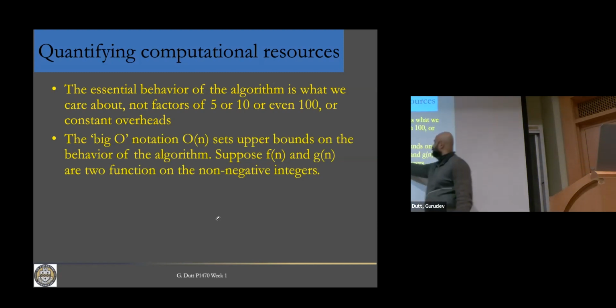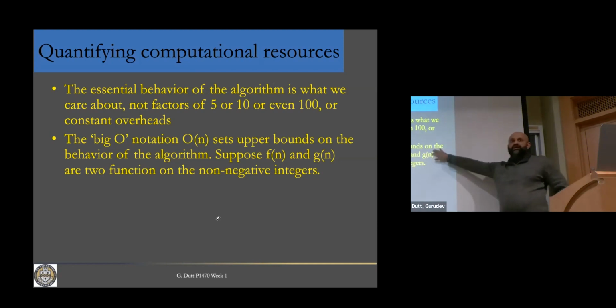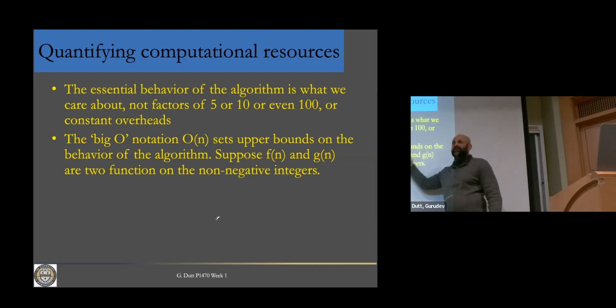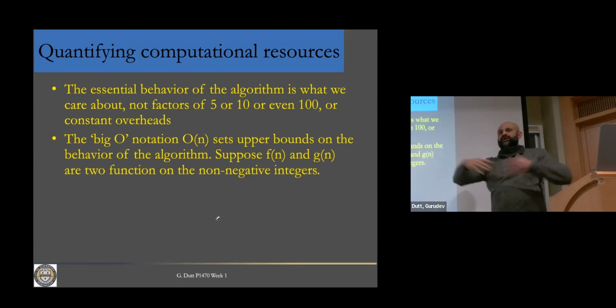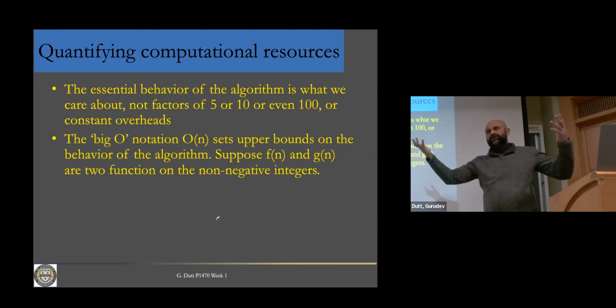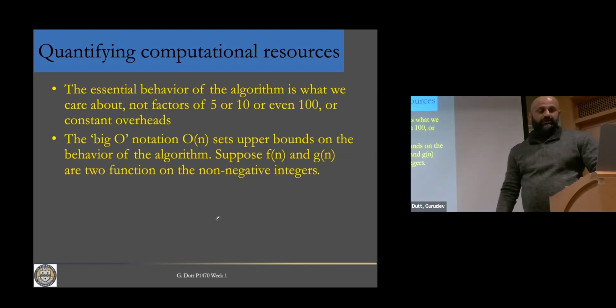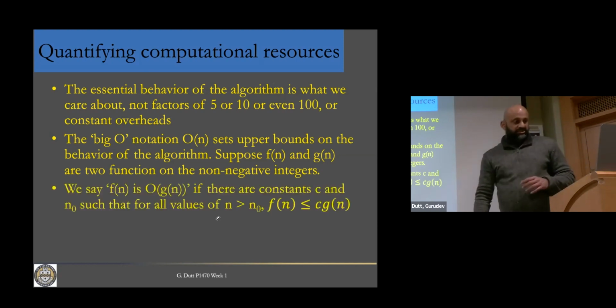Okay, so big O of n sets an upper bound on the behavior of the algorithm. So let's introduce what big O of n means in a second here, which is I take two functions on the inputs n. Okay, f of n and g of n. They're functions of non-negative integers n. Think of n as the number of bits in your number that you're trying to figure out something about, or the number of bits or words or whatever in your document that you're trying to process. Whatever it is that you're trying to do, it can be written down in some finite number of bits.